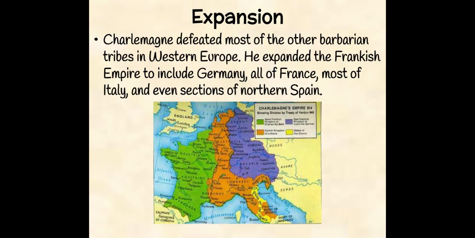He also worked on expansion, and he defeated most of the other barbarian tribes in Western Europe. He expanded the Frankish Empire to include Germany, all of France, most of Italy, and sections of northern Spain. So this was around the 1100s when it was initially called the Holy Roman Empire.